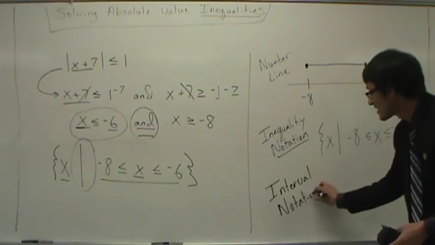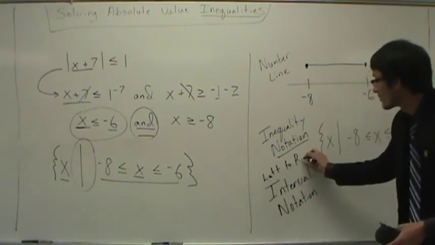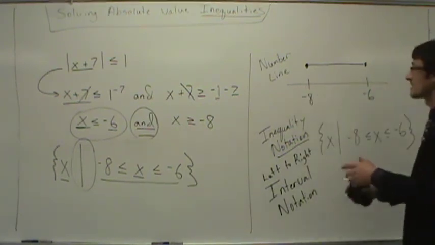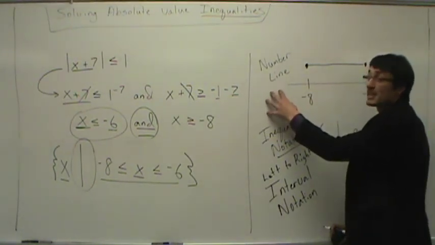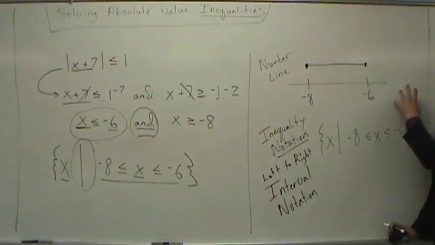Interval notation says what? Left to right. Okay? We read the solution set on the number line left to right. So starting at the left. Question, are the numbers below -8 solutions? Hopefully you say no. Are the numbers bigger than -6 solutions? Hopefully you say no. Let's show.